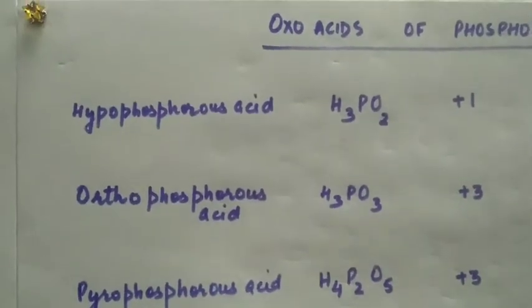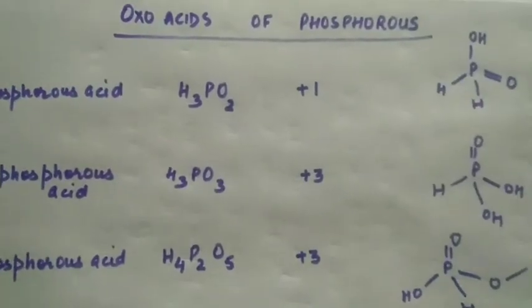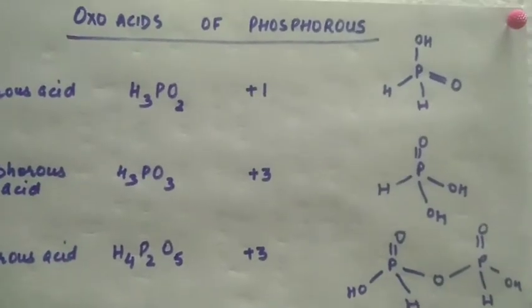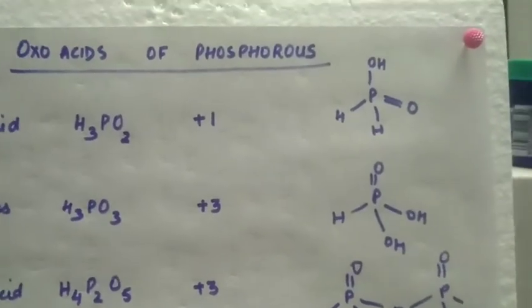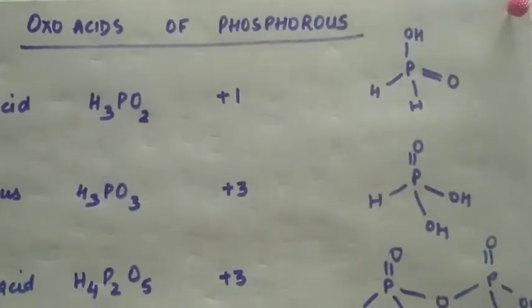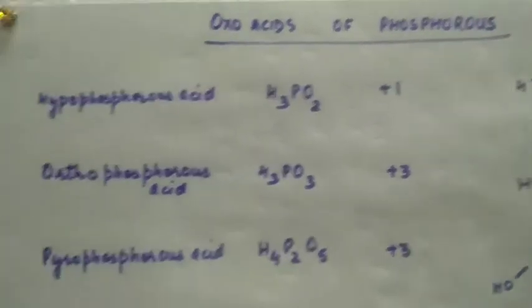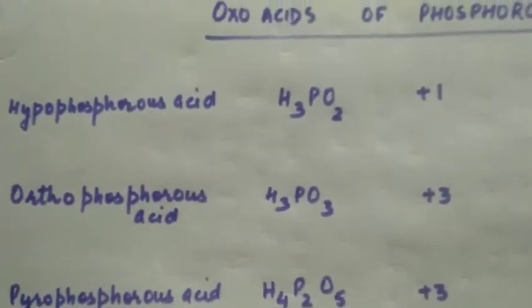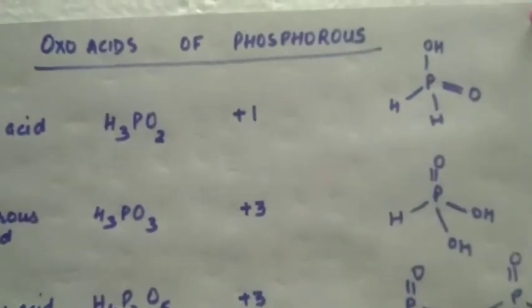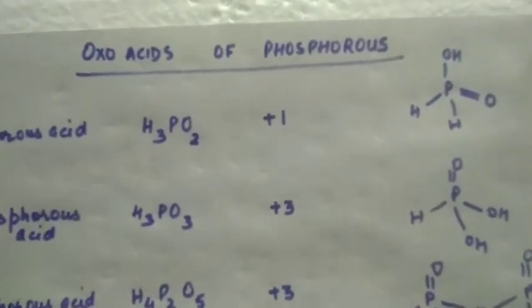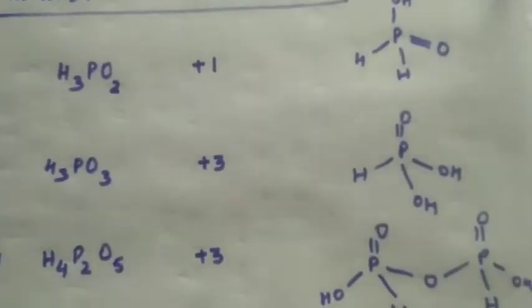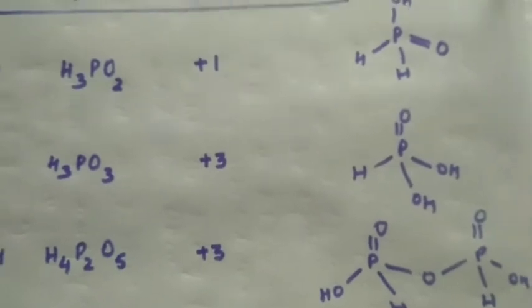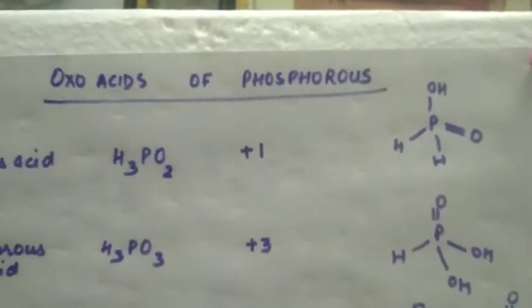Hypophosphorus acid, formula H3PO2. The oxidation state is +1, and in this there is one phosphorus OH bond and two phosphorus hydrogen bonds and one phosphorus oxygen double bond. Hypophosphorus acid is formed from orthophosphorus acid by removal of oxygen. The word hypo is added if one oxygen is removed. So you can see in orthophosphorus acid there are two phosphorus OH bonds, and when one oxygen is removed it forms the hypophosphorus acid.